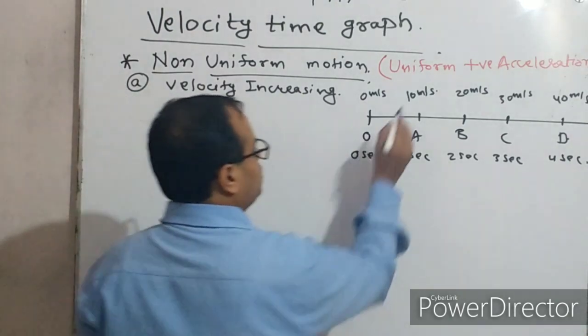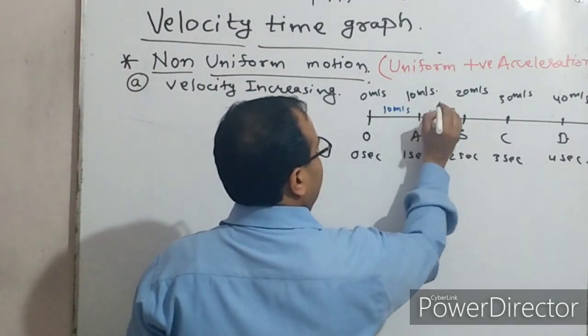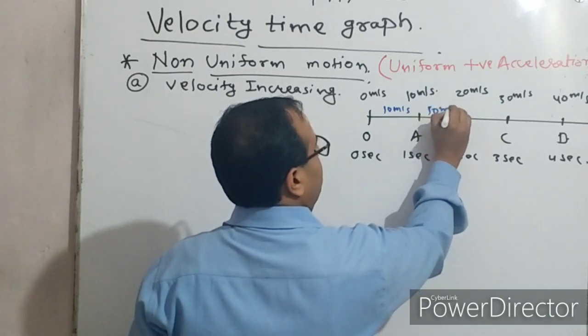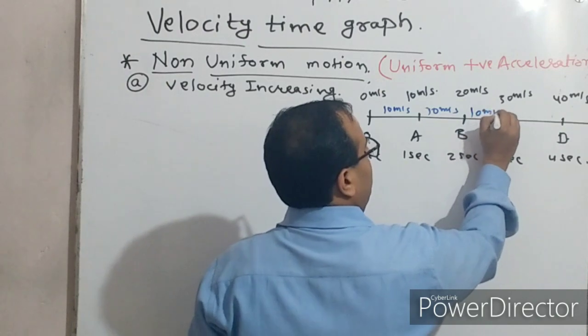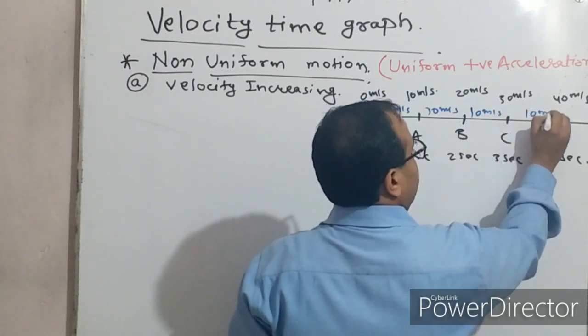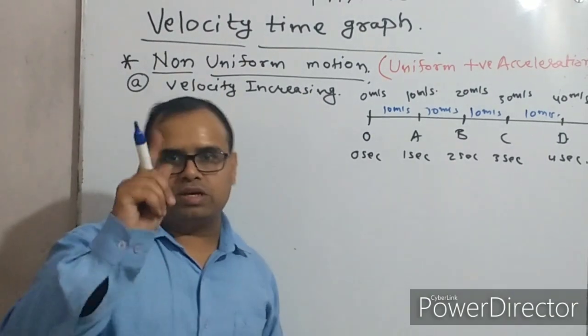Here the change in the velocity is 10 minus 0, that is 10 meter per second. Here it is 20 minus 10, that is 10 meter per second. Here it is again 30 minus 20, that is 10 meter per second. Again it is 10 meter per second. So there is uniform change in the velocity in equal intervals of time, that is 1 second.